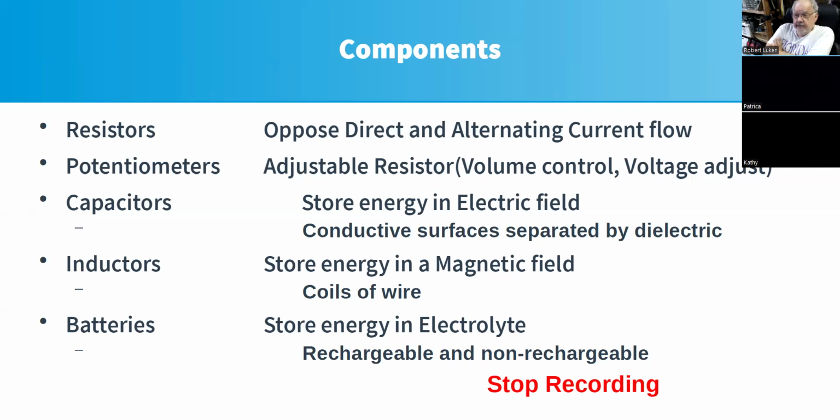Okay, we have capacitors. The main thing to remember is they store energy in an electric field.